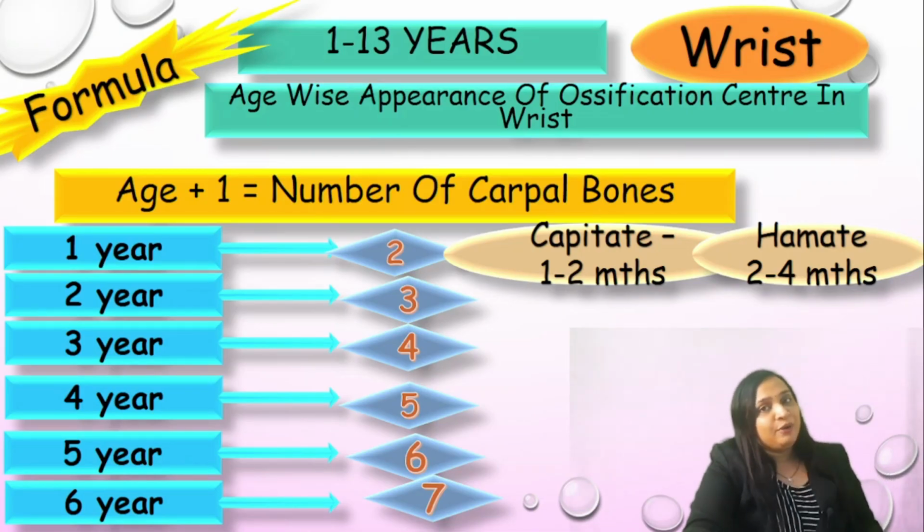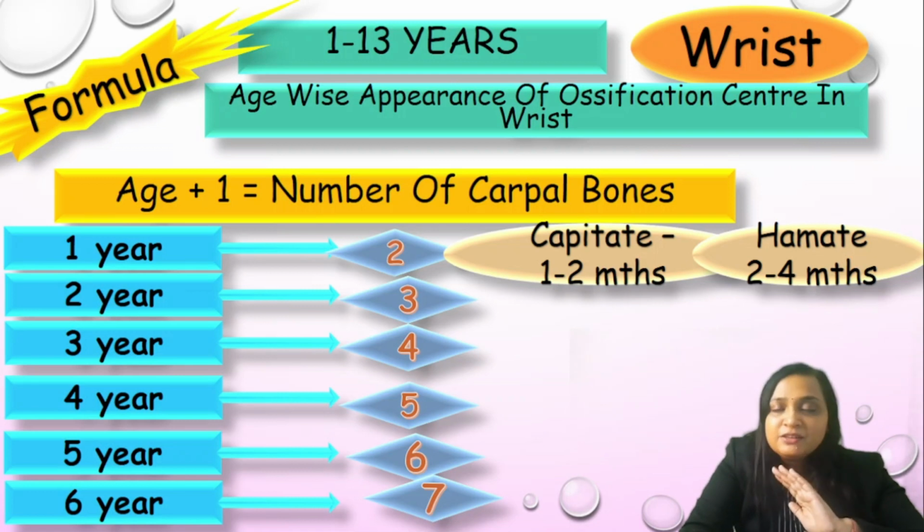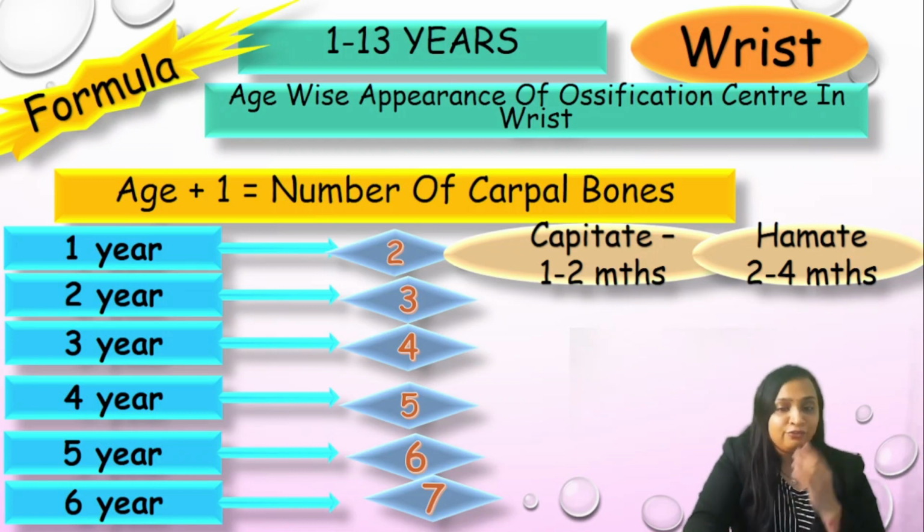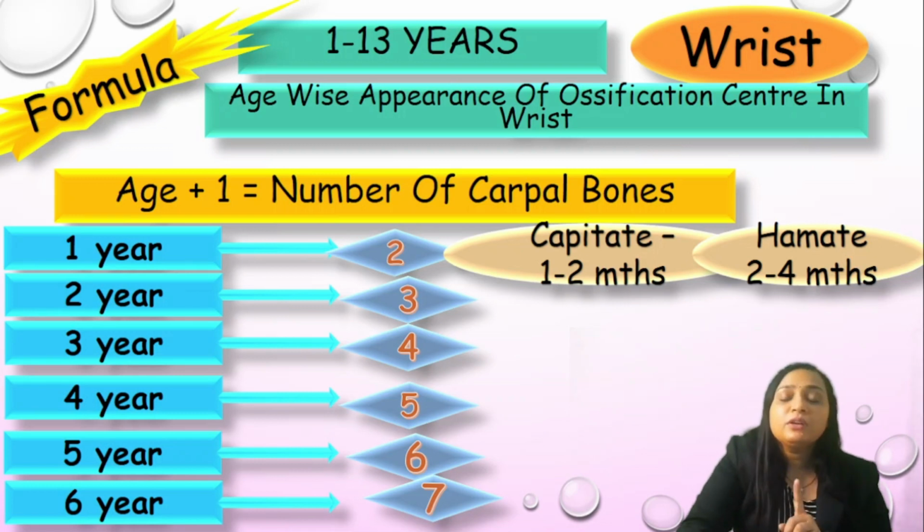Now there is a formula. If we know that wrist X-ray should be taken between the age of 1 to 13 years, now how are we going to remember the age of the child? So we need to see the number of carpal bones. Whatever the number of carpal bones is there, we have to minus 1. That will be the age of the child.